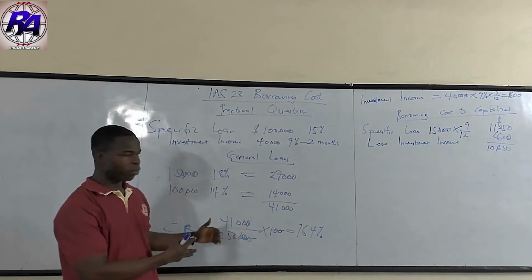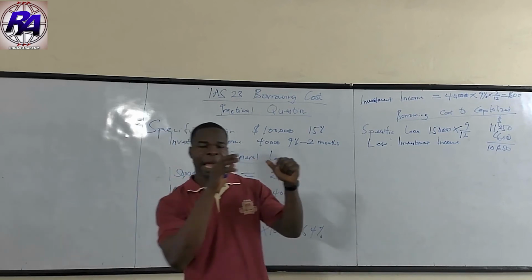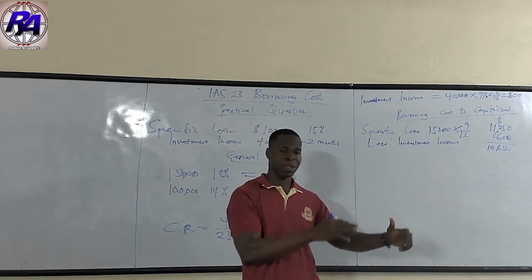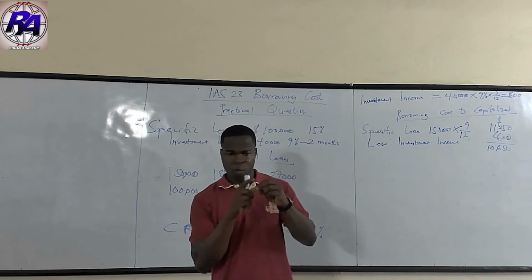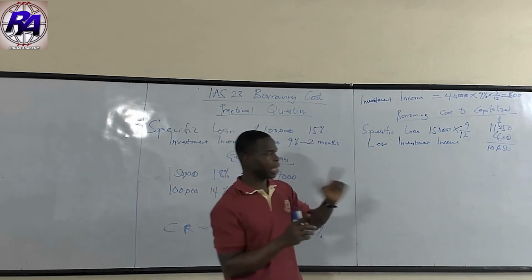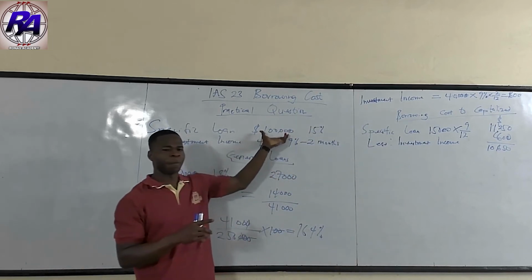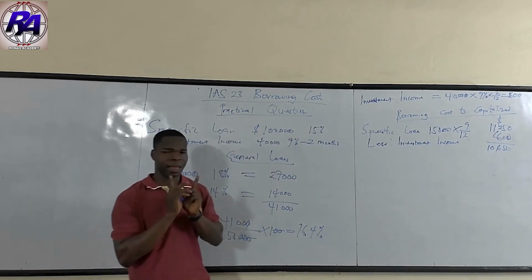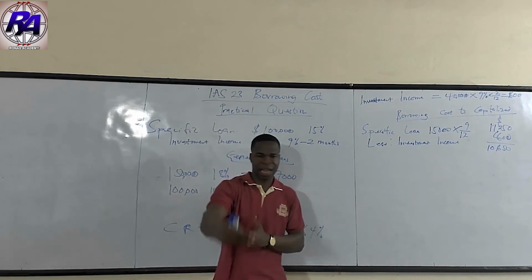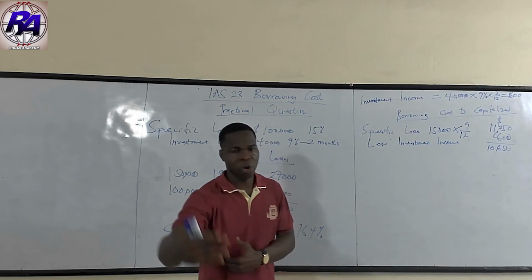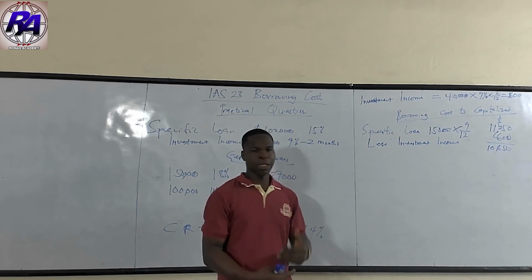Now let's turn our attention to the general pool of loans. The general pool of loans, we can only calculate depending on the cost that the business actually incurred in constructing the building. When it comes to the specific loans, the calculations were done on the value of the loan. In the general pool of loans, it's not like that. We have to calculate the percentage on the actual cost incurred on the qualifying asset.